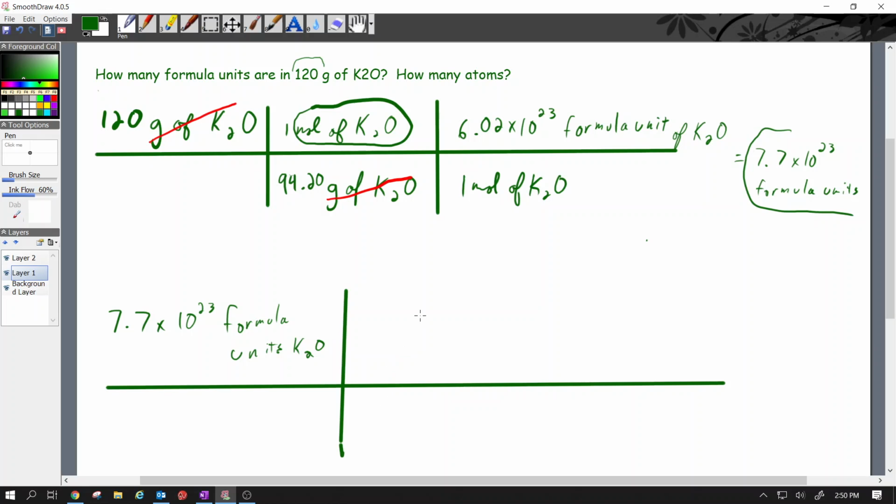And I need to go to atoms. Well, here's my question. In one formula unit of K2O, how many atoms are there? 3. Okay, we see that there are 2 potassium and an implied 1 on the oxygen. Is that blue showing up all right? Yeah, it's okay, but it's not as good as Panther Purple. So K2O, we have 3 atoms per 1 formula unit.